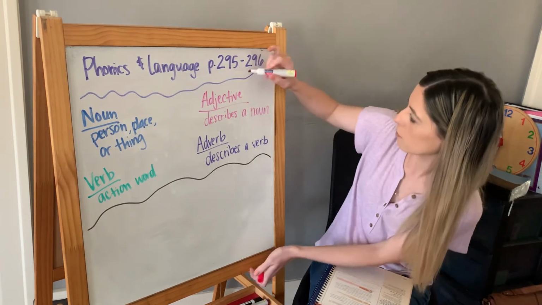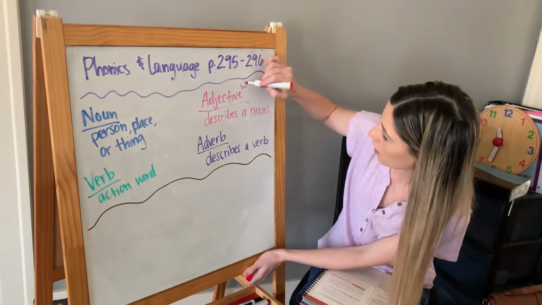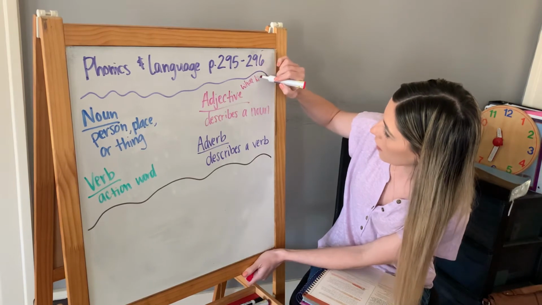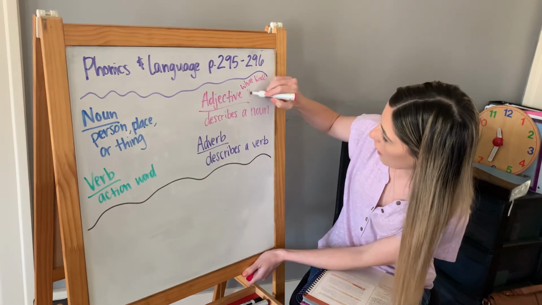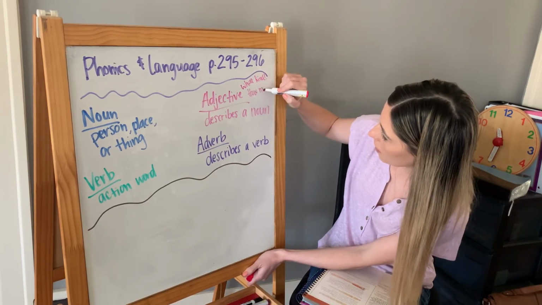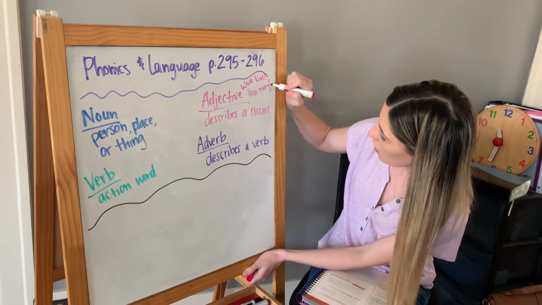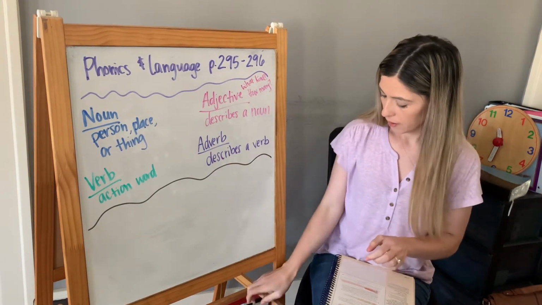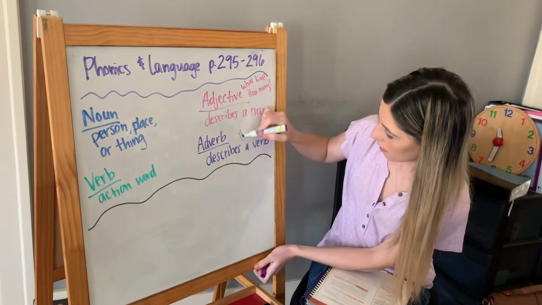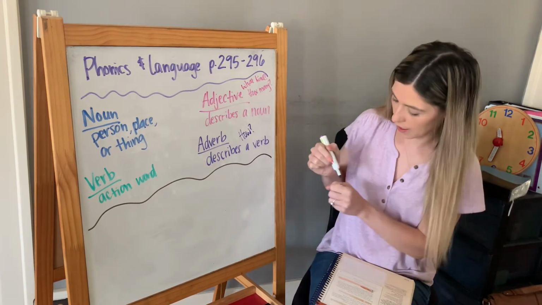So let me show you this reminder. An adjective answers the question, what kind or how many? An adverb answers the question, how? How did the action happen?